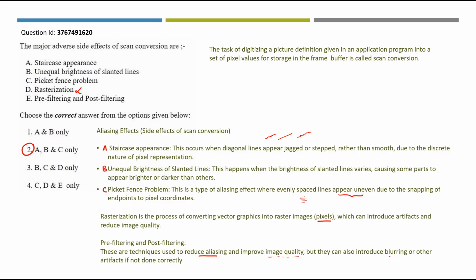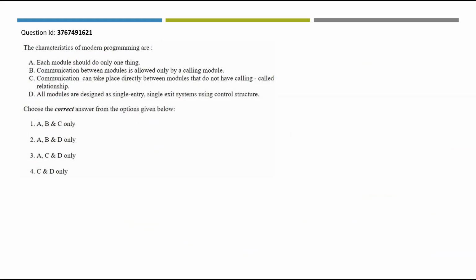If we use pre-filtering and post-filtering techniques, they can improve image quality. But again, we have a disadvantage there. It may introduce blurring effect or some other effects if they are not done correctly is what they say. So this can also be not a side effect, but this is actually a technique, a solution to reduce the side effect. Next question. The characteristics of modern programming are.